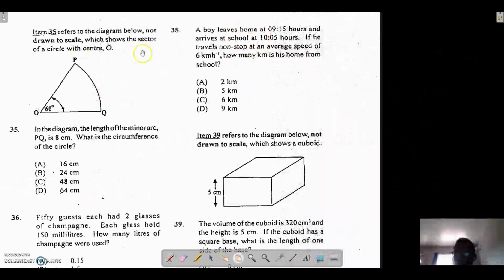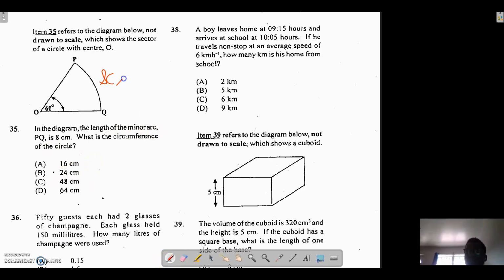Alright, we now move on to question 35 and it says, refers to the diagram below, not drawn to scale, which shows a sector of a circle with center O. Alright, we know that a sector is a fraction of a circle. So it says, in the diagram, the length of the minor arc PQ is 8. So right here is 8 centimeters. What is the circumference of the circle?